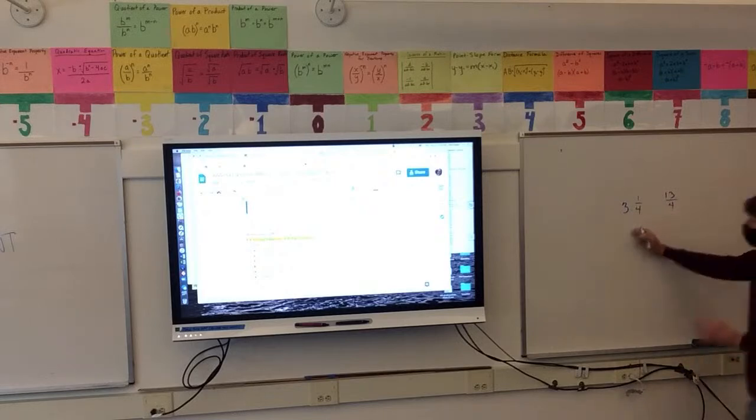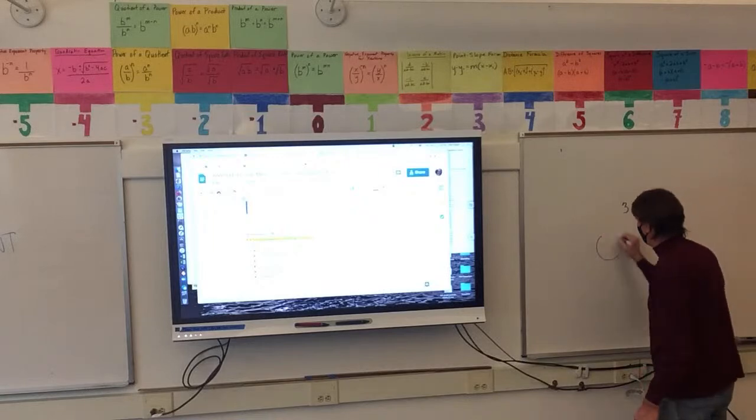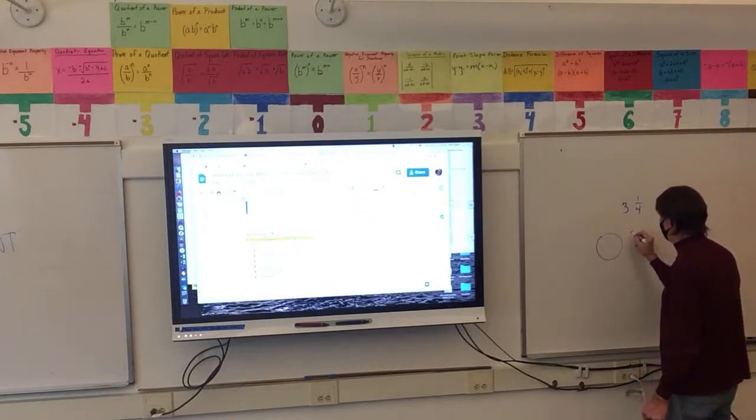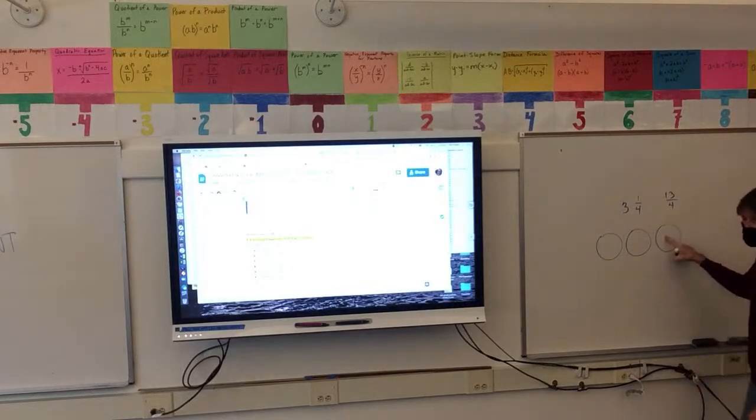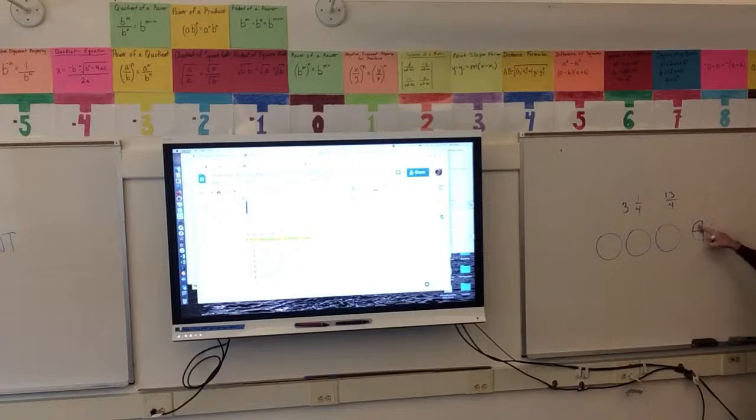And here's why. If I draw a picture of 3 and a 1/4 with circles, there's one whole, there's two wholes, there's 3 wholes, and then there's a 1/4. Is that okay? There's 1/4, and these 3 wholes are not a part of it. So 1, 2, 3, and a 1/4.